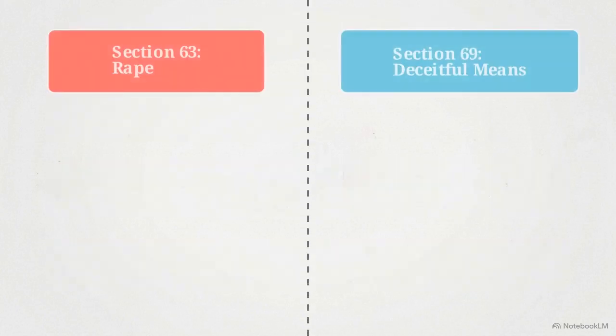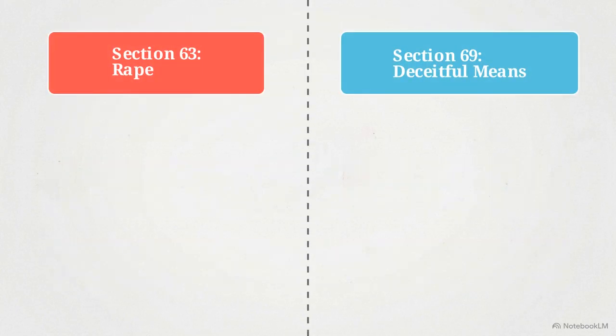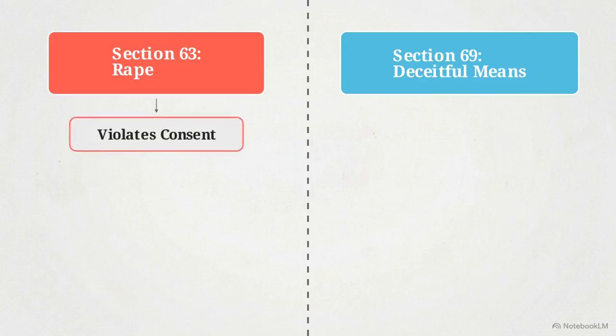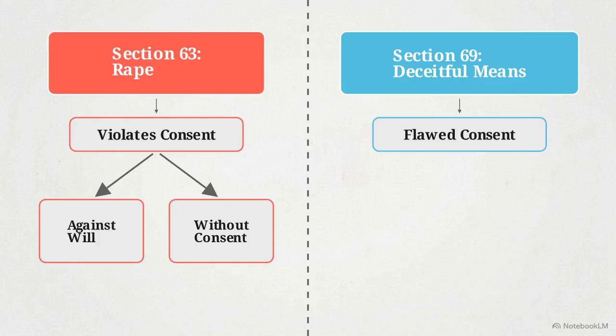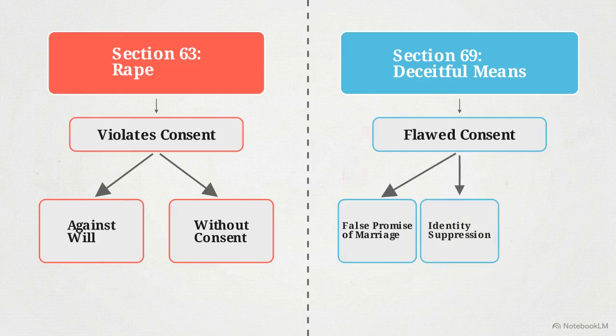Distinguish the baseline offense in Section 63 from the new Section 69, which covers sexual intercourse by deceitful means. While rape violates consent, Section 69 addresses consent obtained through deception, like making a false promise of marriage or suppressing one's identity to induce intercourse.